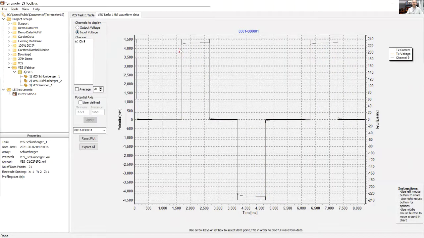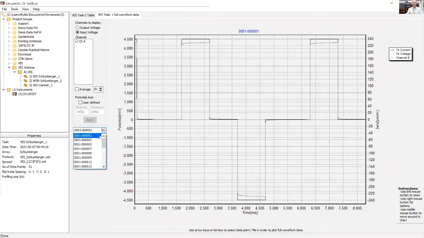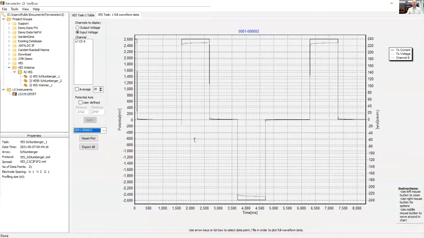Then if I look at what I measured, I still see the current cycle, but I can see how the ground voltage changed. And so I can see that there is a slight IP effect, but very, very small during that off period. And this full waveform is really useful for us for troubleshooting, trying to understand how much noise is in the environment that we're working in, and just being sure that the instrument is working correctly during those measurement cycles.